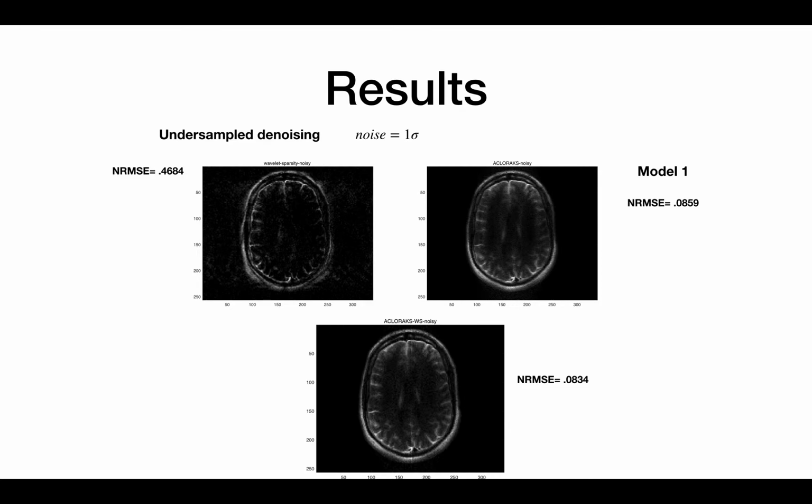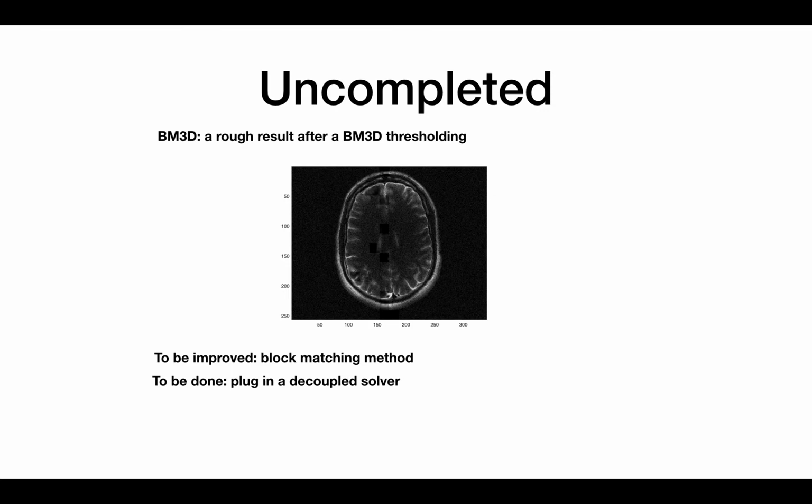Finally, we have the undersampled denoising problem. And we can see that the wavelet sparsity reconstruction is not good, and we can see that by introducing the sparsity to AC-LORAKS, we can improve the performance to some degree. And here is one iteration BM3D threshold result.